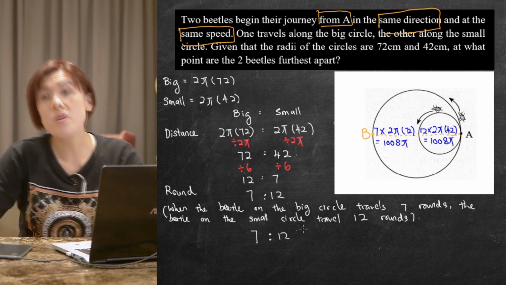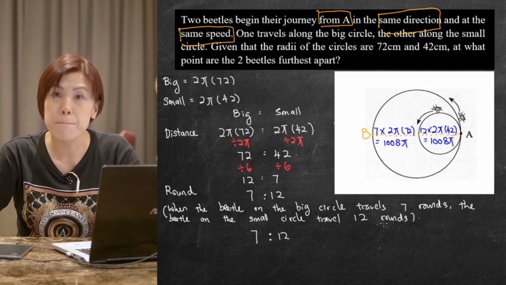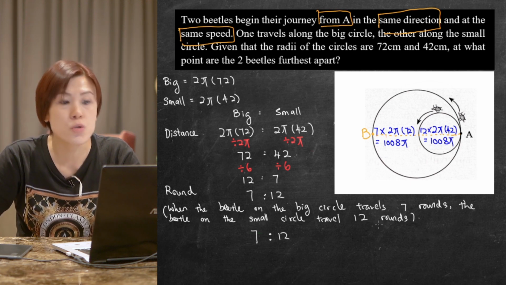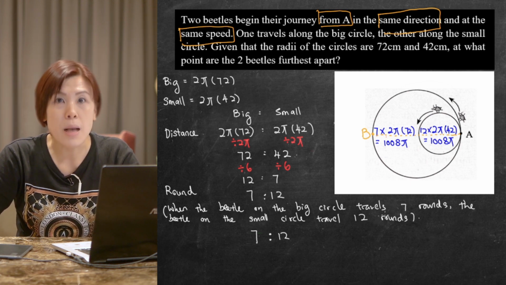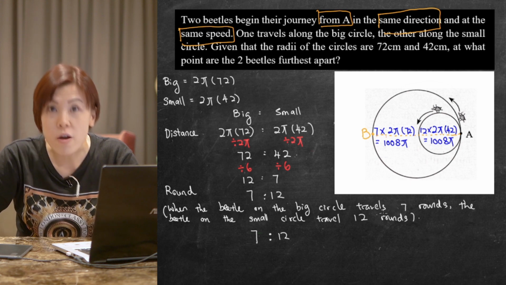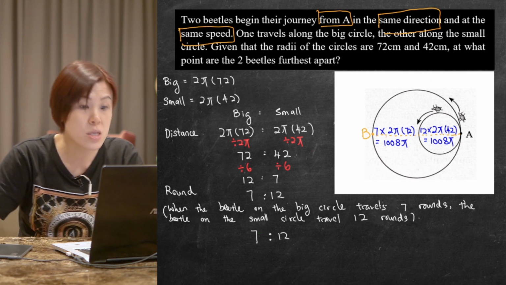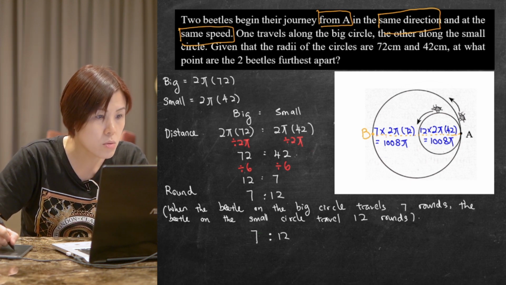7:12. 7 represents the number of rounds traveled by the beetle on the big circle. And we need this beetle to travel from point A to point B. So we need to think of a way to make 7 a multiple of half. For example, 0.5, 1.5, 2.5, or 3.5. Let's try 0.5. Okay, I'm gonna open another screen. Try this.